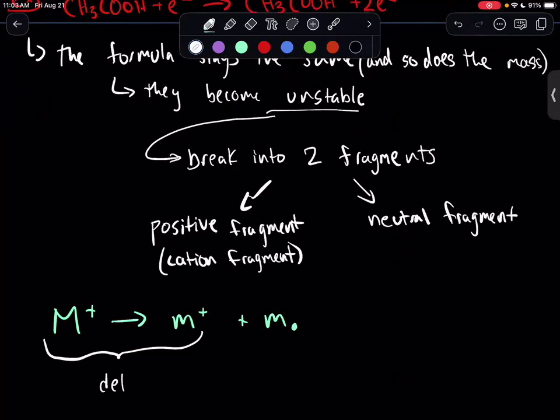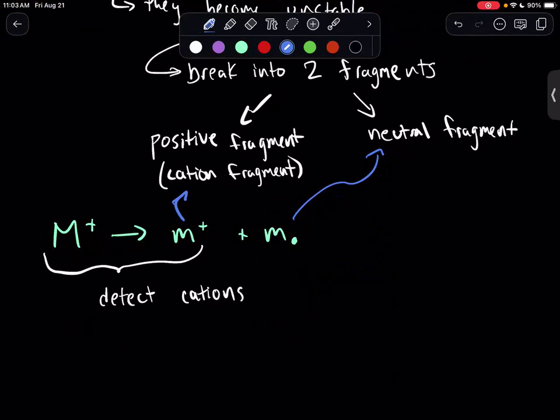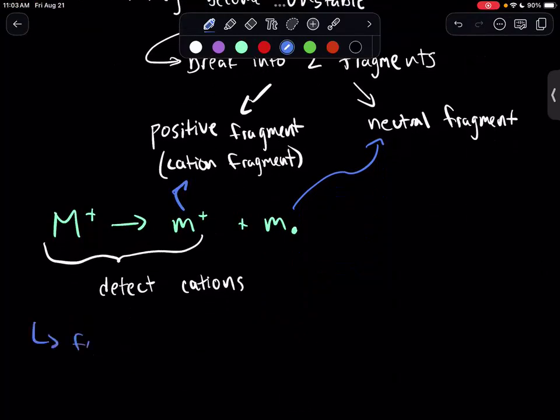So we can detect cations. This small m represents the fragments of the big M. So we can only detect the cations. Furthermore, fragmentation occurs in many places. And we'll see that in a second.